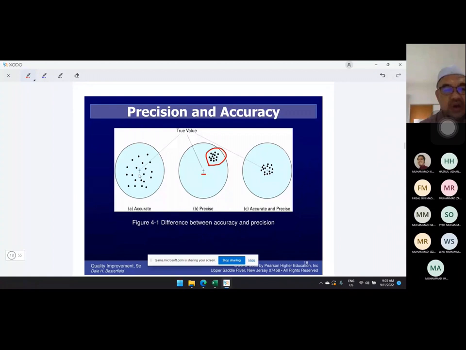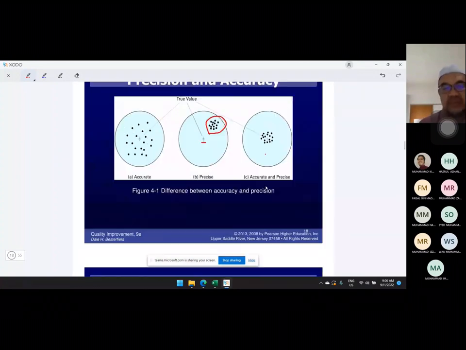Here the average is on the target. The average is accurate, but most of the points are actually scattered, so they are not very precise. Of course, what we want is the third one, where those data which represent our products are not only repeatable and precise, they are also very close to the target, which is accurate. So I hope this concept can be understood.